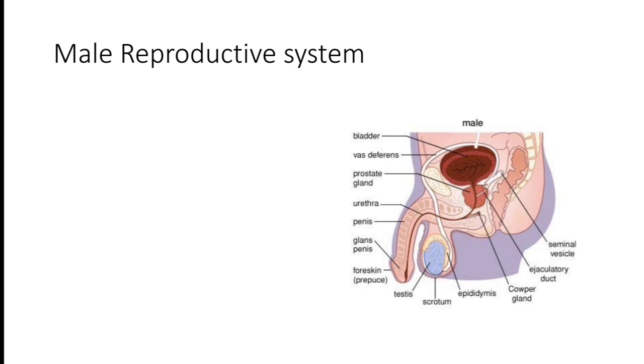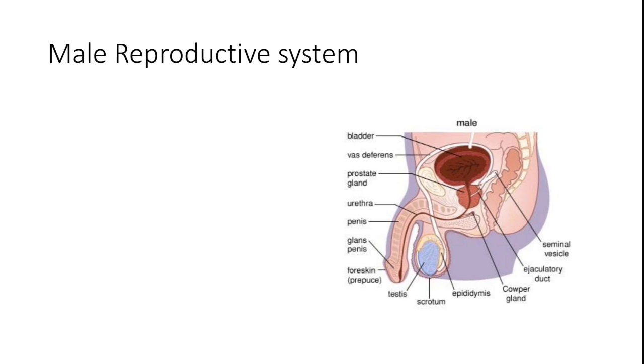We've got the prostate gland. We've got the urethra. We've got the penis, the main guy. Okay, not the main guy, but you know, it's the one which is usually, you know what I mean. We've got the glans penis. We've got the foreskin. We've got the testis. We've got the scrotum. We've got the epididymis. We've got the Cowper gland. We've got the ejaculatory duct, and finally, we've got the seminal vesicle.